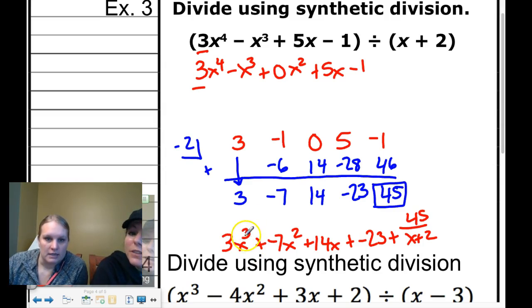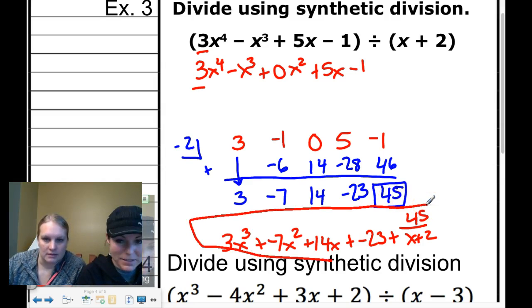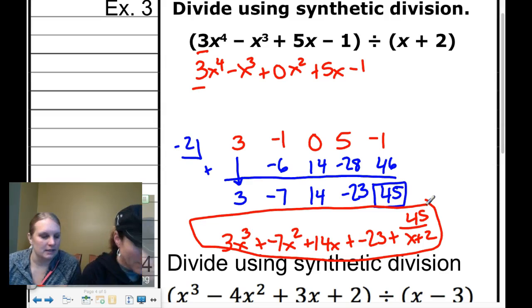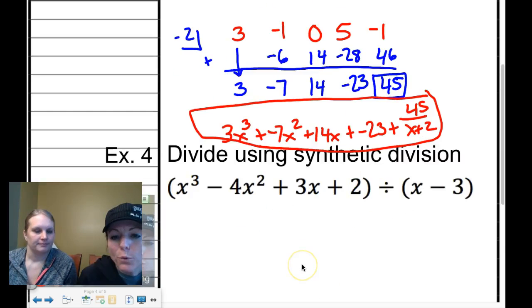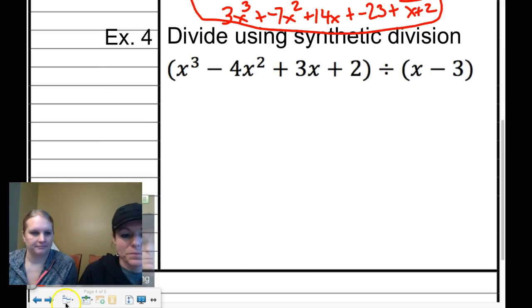And look at the degree of our dividend was a 4. The degree of our quotient was 1 less. So we did it right. Nice. Okay, example 4, we're going to save for class.